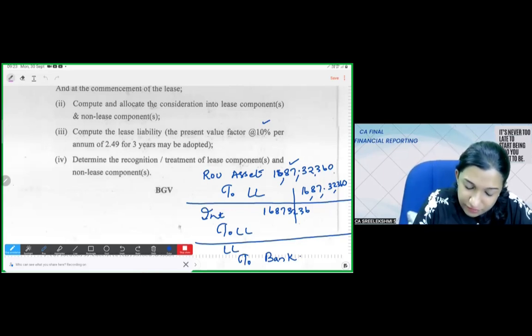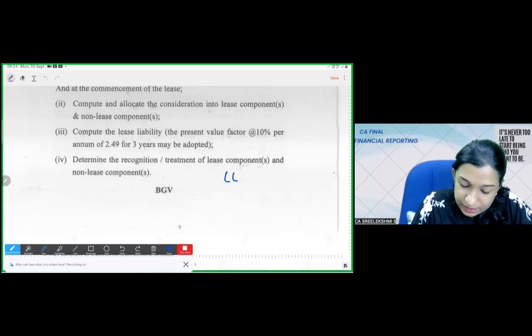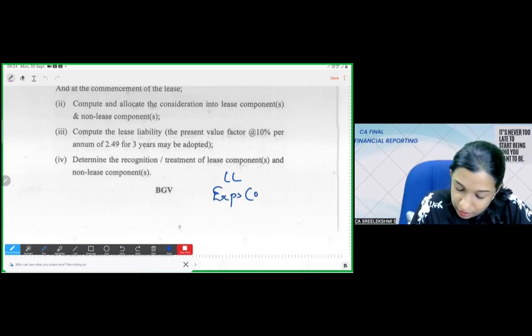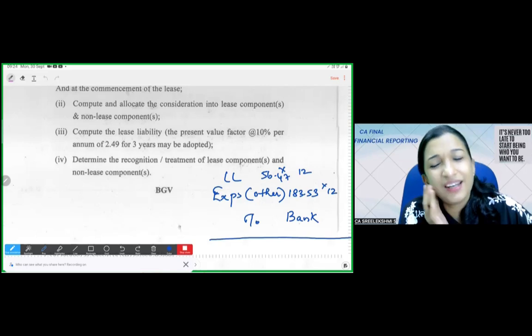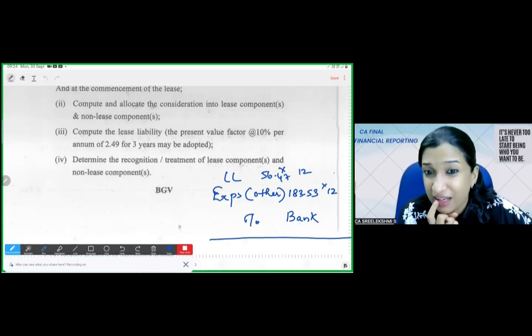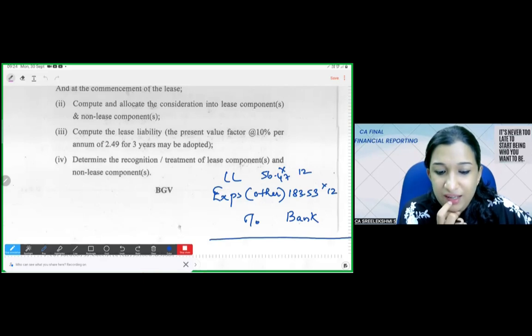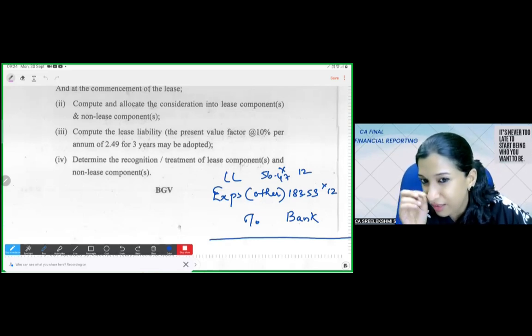The third entry: first entry is okay, second entry is okay. Third entry you can write lease liability, other expense, total 56 point something and 183.53, 6.47 into 12 to bank. This particular entry I am not clear, this particular figure I am not clear. Only if you try this, there will be clarity, not from what is down in the notes.